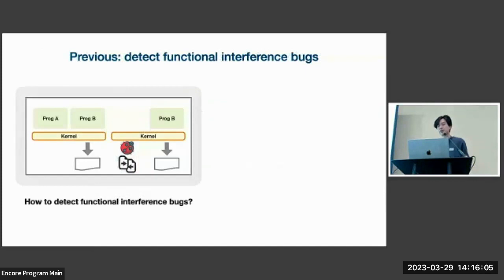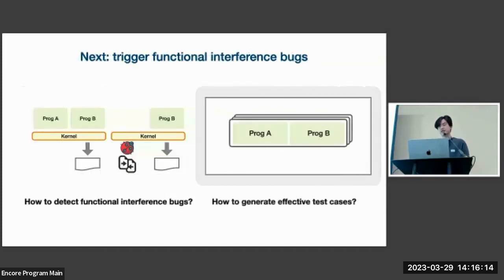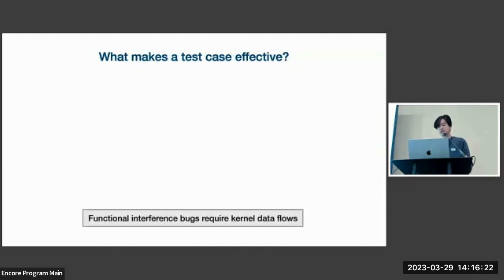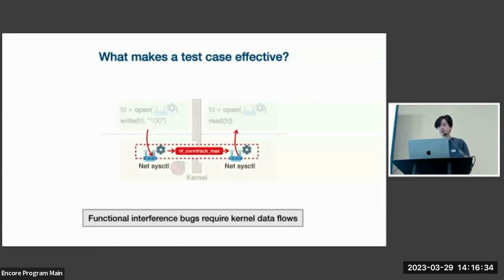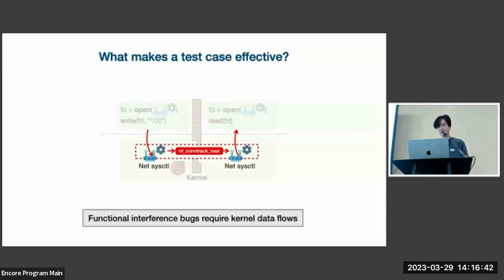Now that we have a method to reliably detect functional interference bugs given a test case, the next problem is, how can we generate effective test cases? In case you wonder, what are effective test cases? They should be test cases that trigger inter-container kernel data flows. These low-level data flows are necessary for the high-level interference to happen. For instance, in the previous example, one container first updates a shared variable, nf_conntrack_max, which is then read by another container. These memory accesses are inter-container kernel data flows.